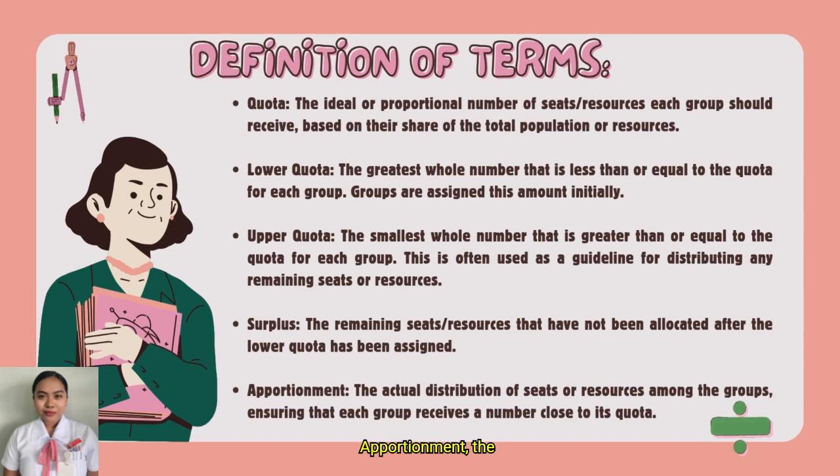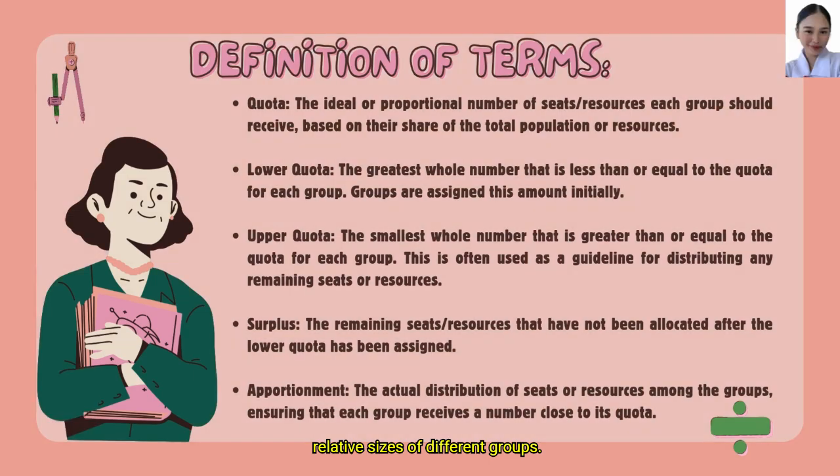Apportionment: the actual distribution of seats or resources among the groups, ensuring that each group receives a number close to its quota. Adams' method is particularly used in contexts like legislative seat apportionment, where it's important to distribute resources or seats in a manner that reflects the relative sizes of different groups.